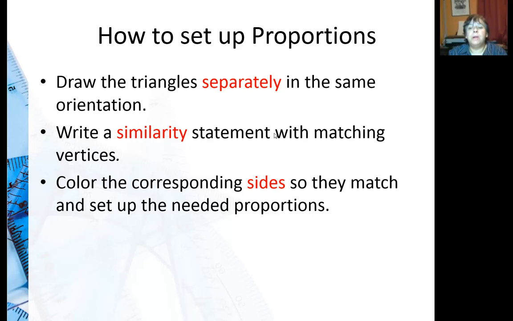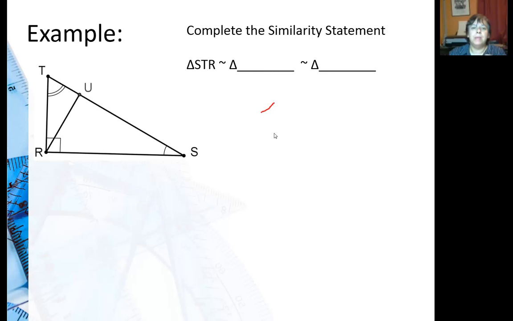Then color the corresponding sides so they match and set up the proportions. I do like doing the color coding. On this example, I did not. As long as you have them in the same orientation, you don't have to color code. But it doesn't hurt to color code, and if you don't keep them in the same orientation, you really need the color. So in this example, I'm going to write the similarity statement.